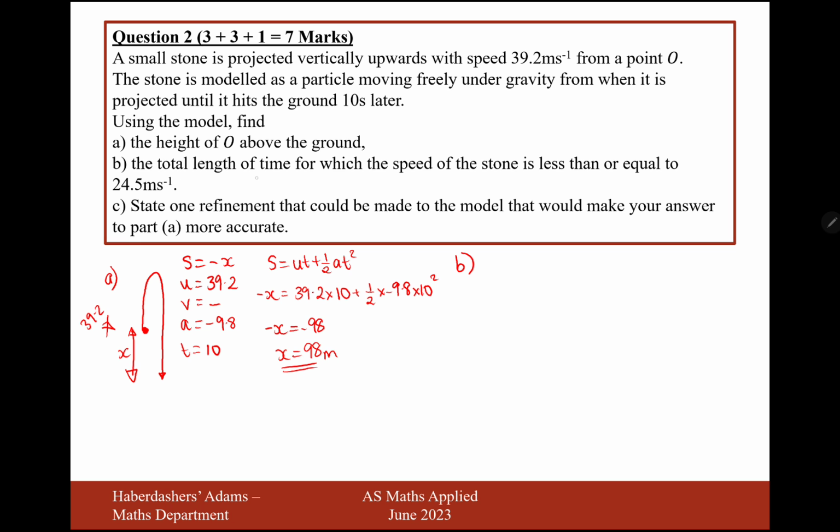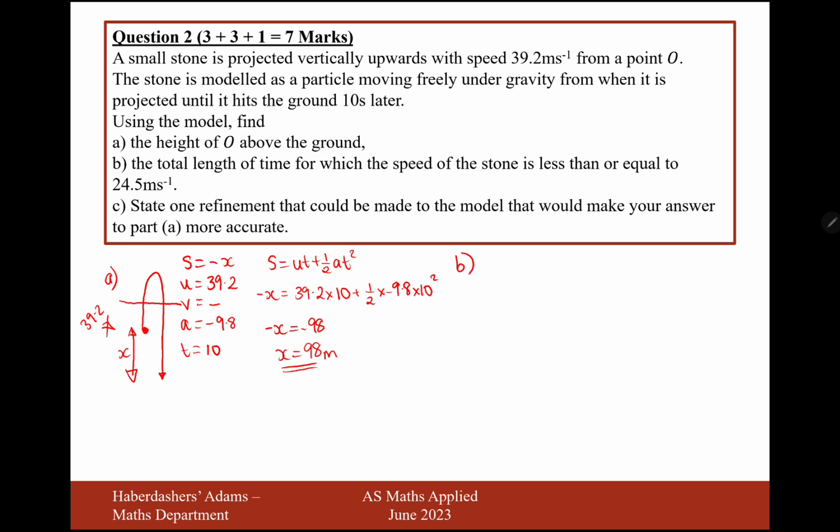The total length of time, as we define now, the total length of time for which the speed of the stone is less than or equal to 24.5. Find the total length of time for which the speed of the stone is less than or equal to 24.5. Okay, so there'll be a point in time that is higher than the original starting point where the particle has started to slow down so that the speed is now less than 24.5.